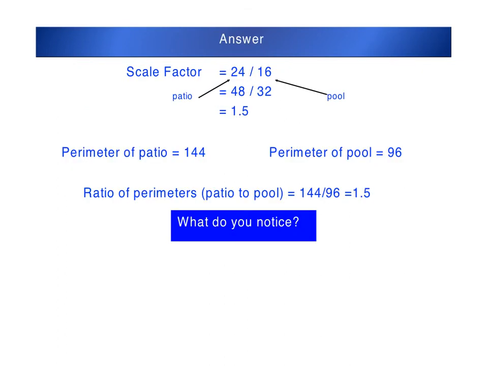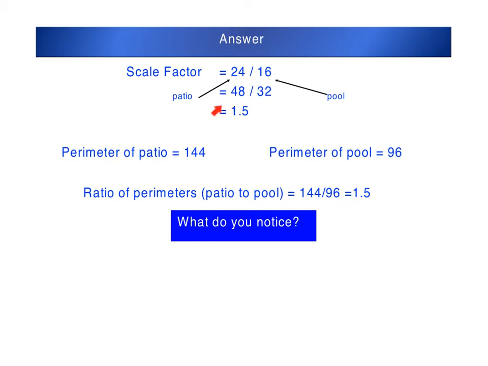Here's the answer. You can see that my scale factor is 24 over 16. That's the patio to the pool. Remember that the order matters. And I also could have looked at the ratio of the other two sides, the patio to the pool, 48 to 32. Both of these simplify to 1.5 or 3/2. Now, the perimeter of the patio, remembering the distance all the way around is the perimeter. The perimeter of the patio, and here's the perimeter of the pool. If I find the ratio, it's 144 over 96, which reduces to 1.5 or 3/2.